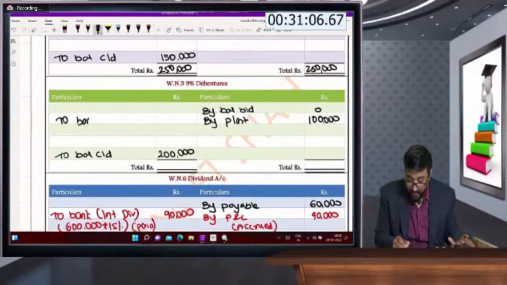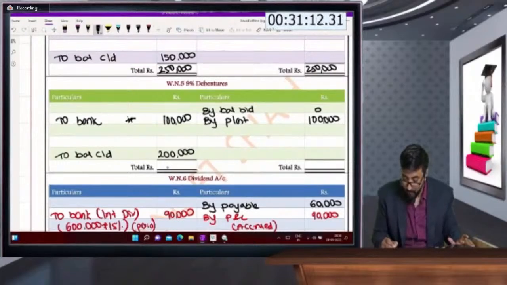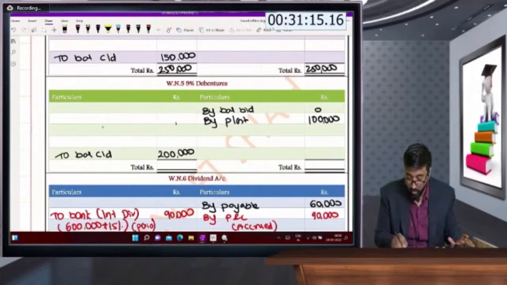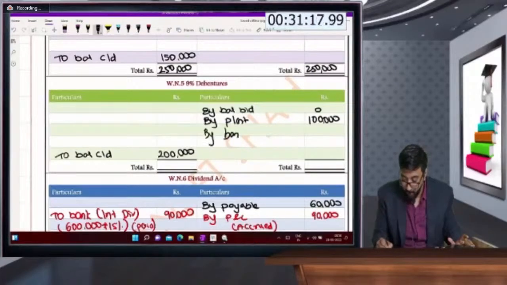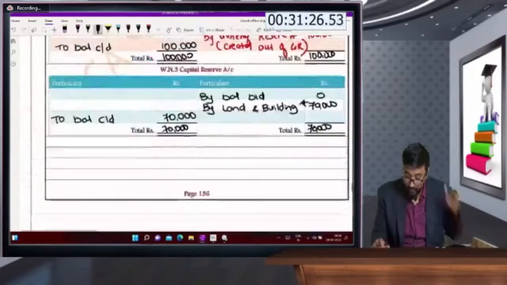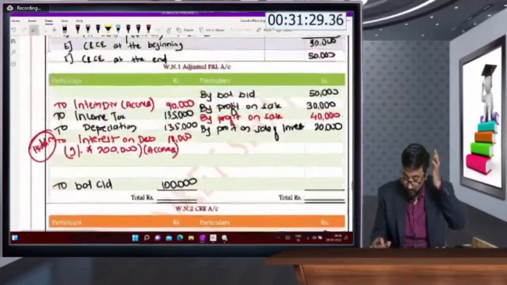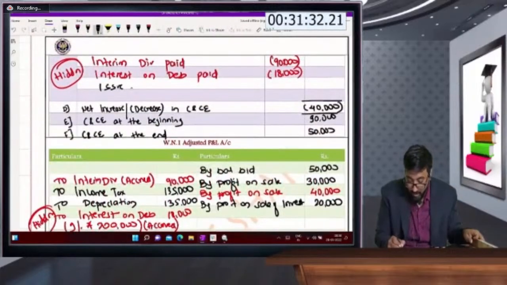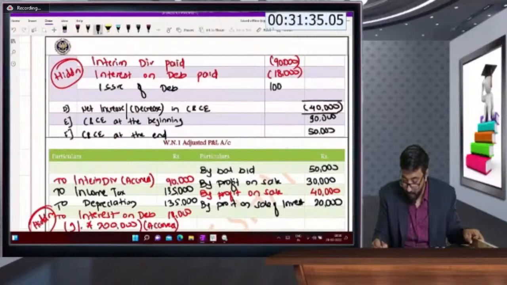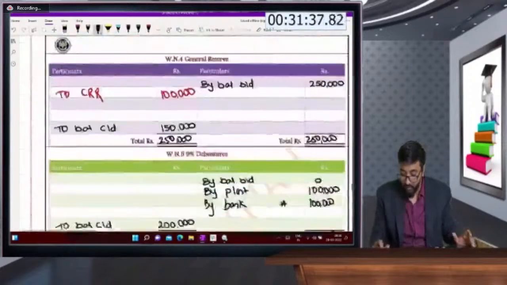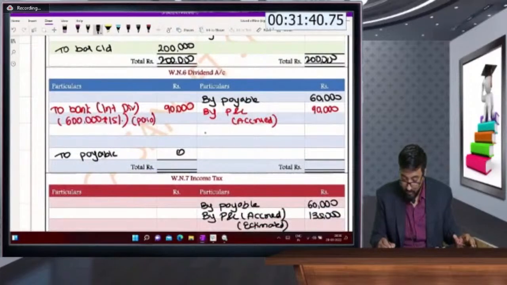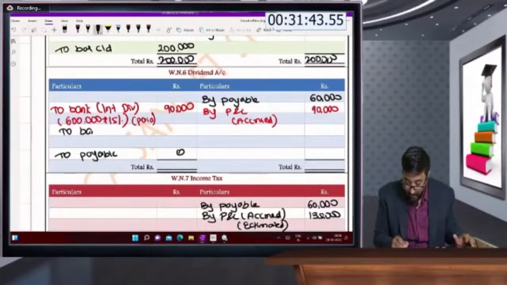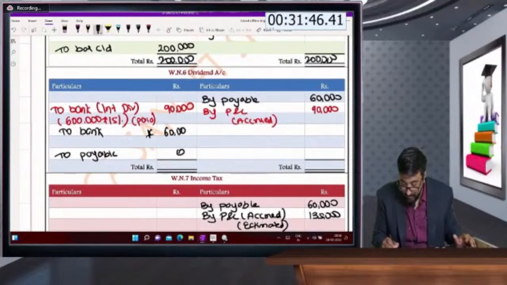Please do practice. By bank 1 lakh. That's why it is 2 lakhs. Second effect, issue of debentures 1 lakh. Account will always help you out. Here it is to bank, balancing figure 60,000.